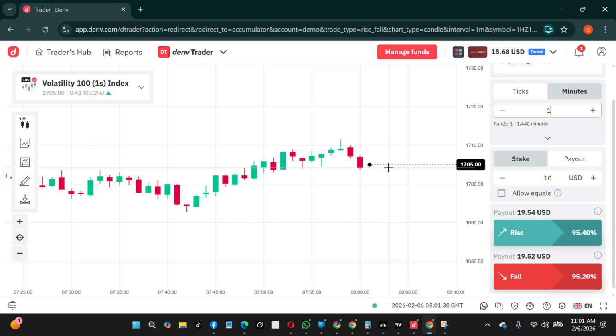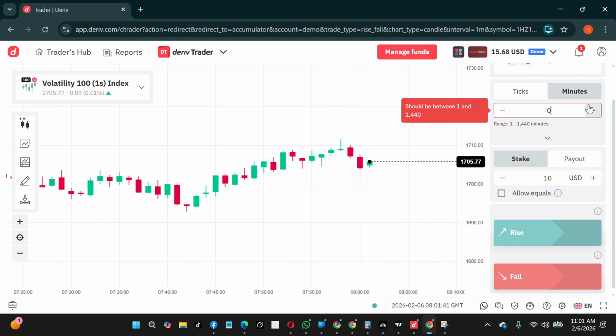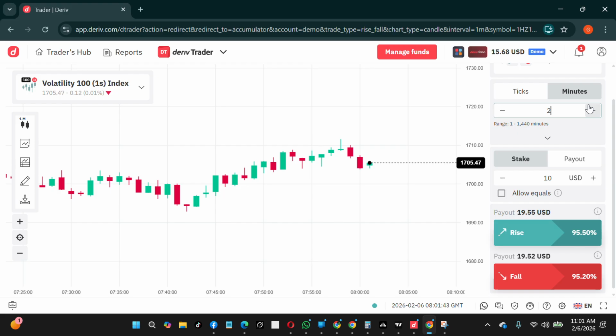Yeah, up to 1440 minutes. That's the range. That's the maximum time interval that you can predict this market, 1 minute to 1440 minutes. So if you want to predict the next movement of this asset in the next 2 minutes, it should be rising. So let's use 1 minute as an example.